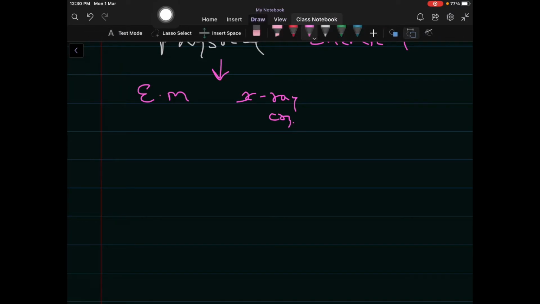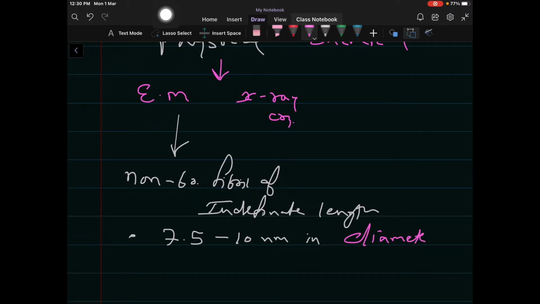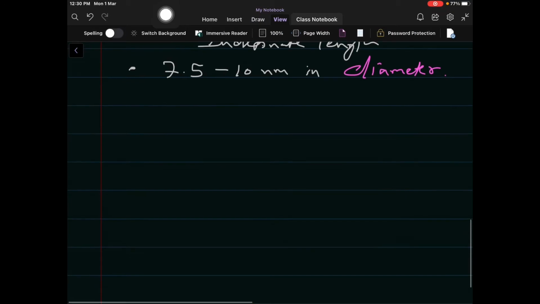Under the electron microscope, it will be visible as non-branching fibrils of indefinite length. And the most important MCQ point is its size, which is 7.5 to 10 nanometer in diameter.